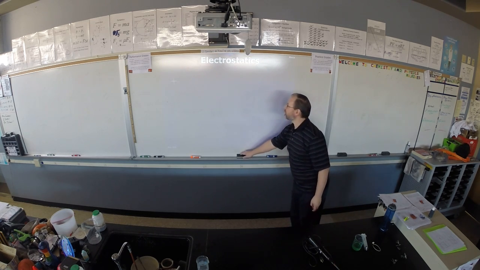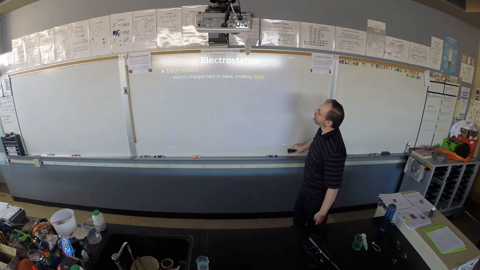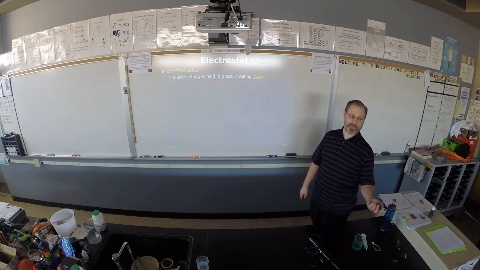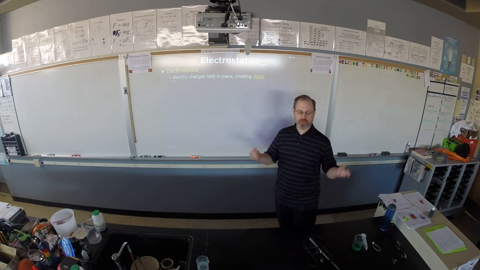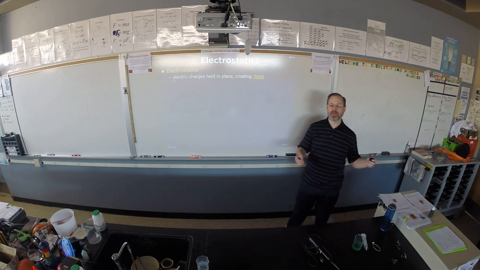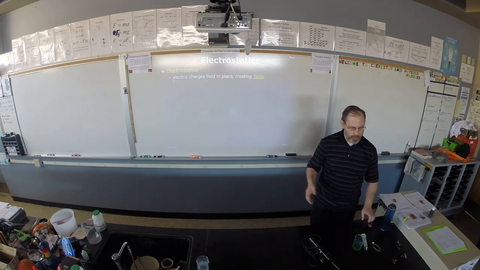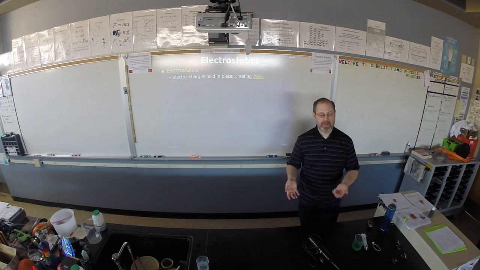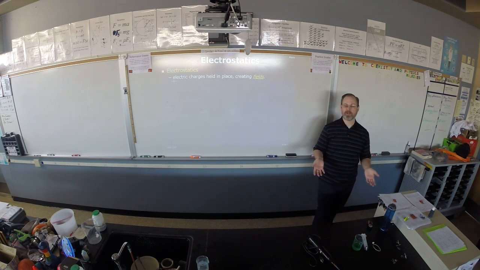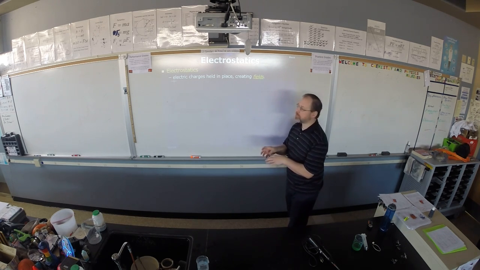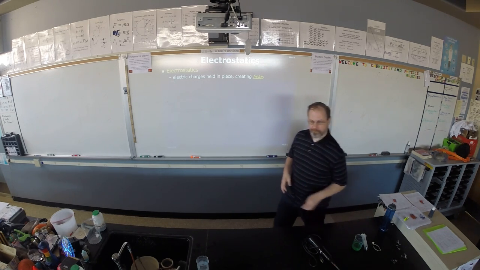Okay, electrostatics. Electrostatics is what you get when charges create fields around them. So electric charges held in place will create an electric field around them, much like masses create mass fields. Okay? In fact, there's a huge number of analogs between what we learned about masses and universal gravity and what we're learning about charges and electric fields.